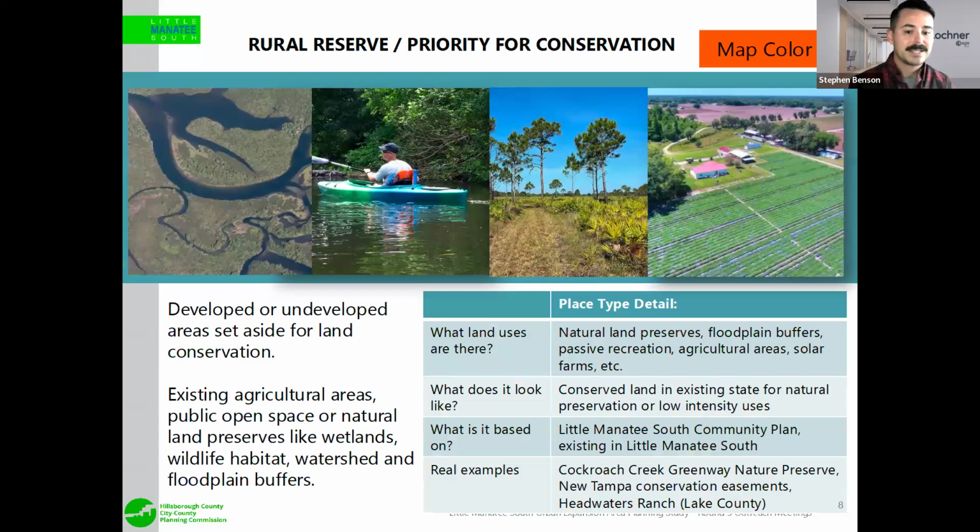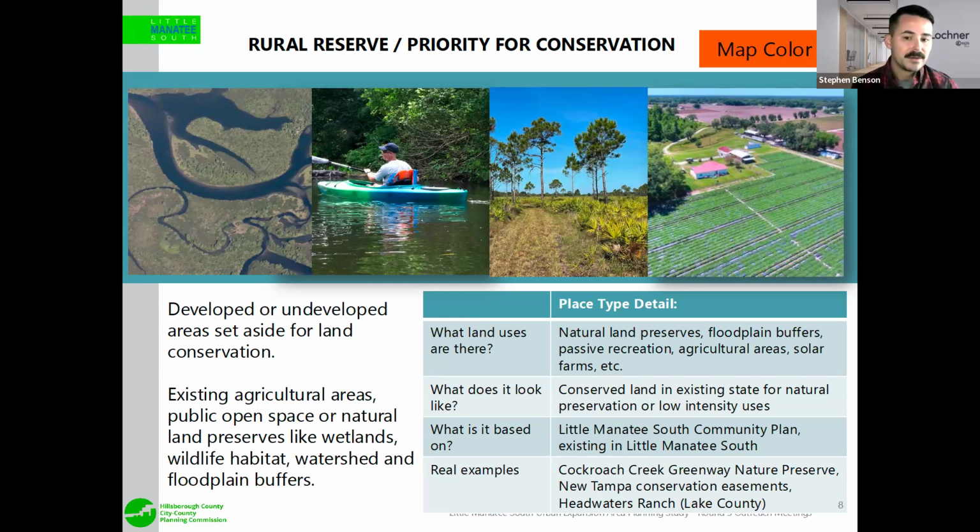The first place type is actually a combination of some of the place types for those of you that participated in round two. This place type, which you'll see on the maps in the orange color, is indicated by rural reserve or priority for conservation. This is developed or undeveloped areas that are set aside for land conservation. It can also include areas that are already agricultural, already public open space, or natural land preserves like wetlands, wildlife habitat, watershed, and floodplain buffers.